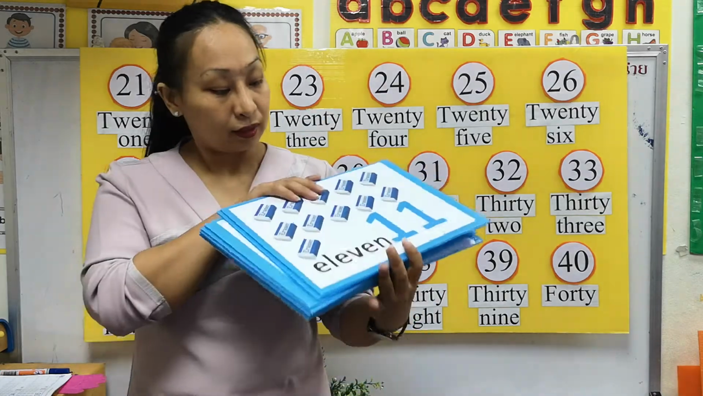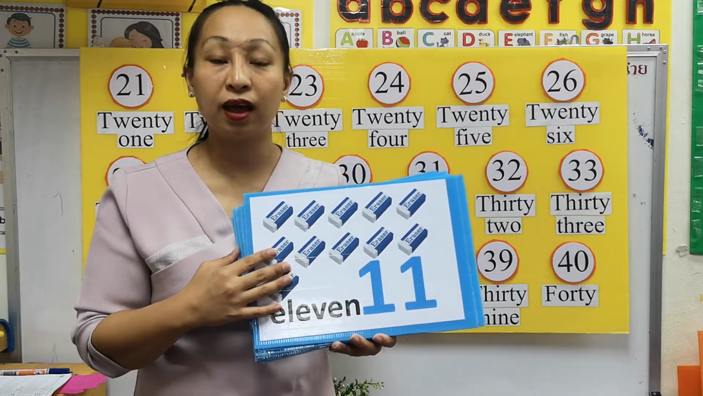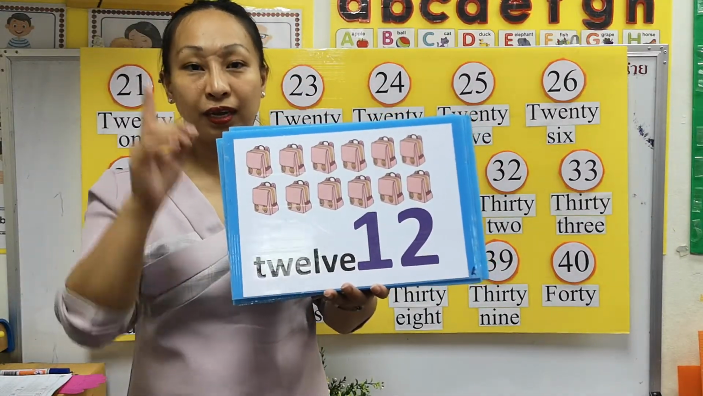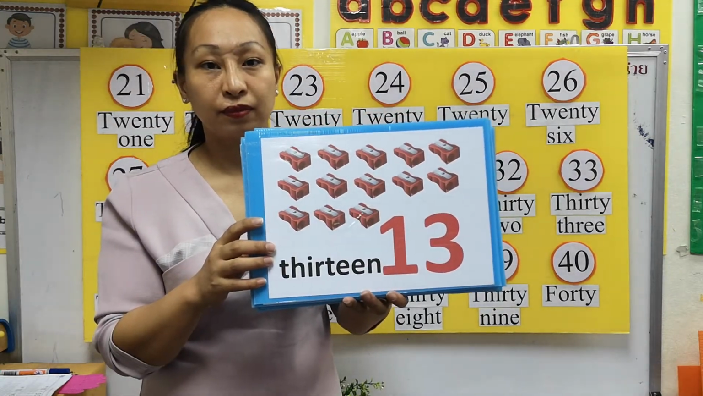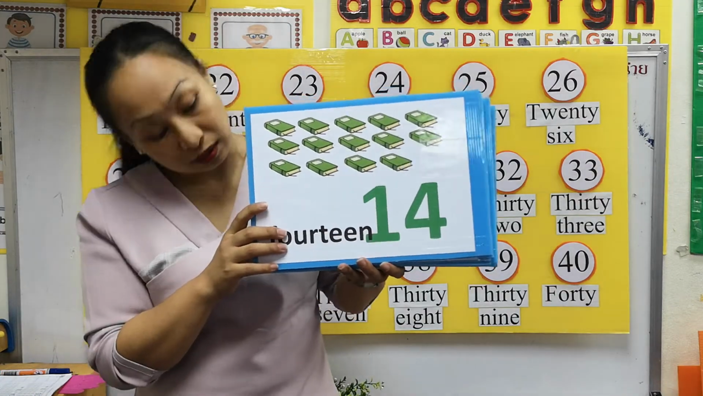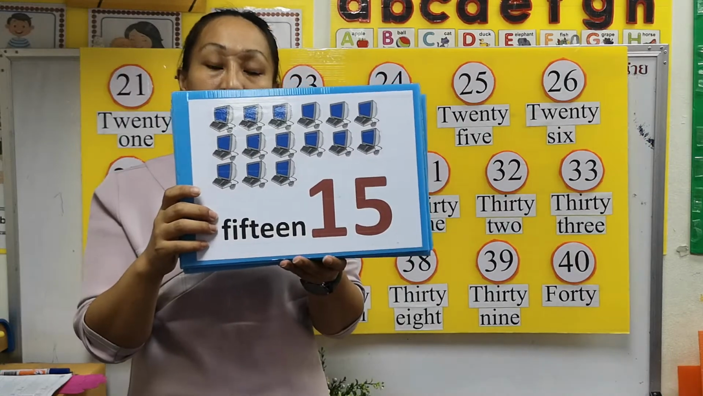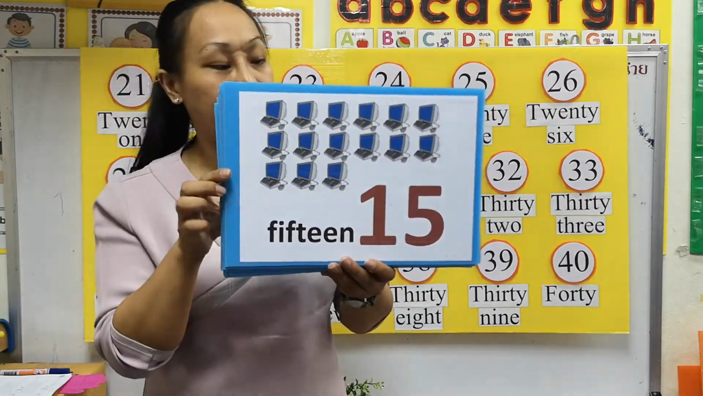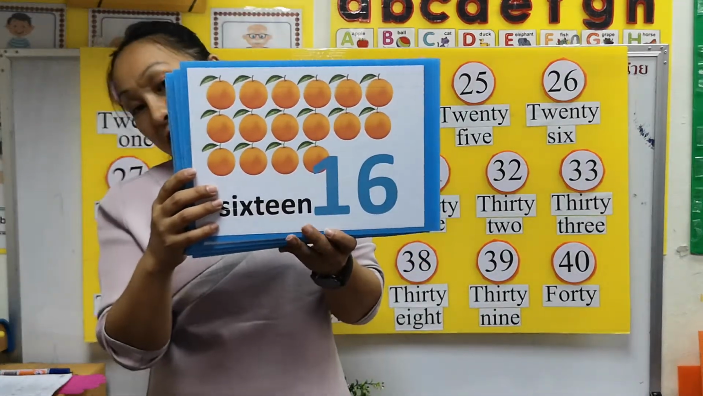Are you ready? Okay, you repeat after me. 11. Repeat after me. 11. One more time. 11. Very good. Next. 12. Everybody? 12. Next number we have 13. 13. Another one we have 14. One more time. 14. How about the next number? Can anyone tell me? Number 15. One more time. 15. Next, we have 16. 16.